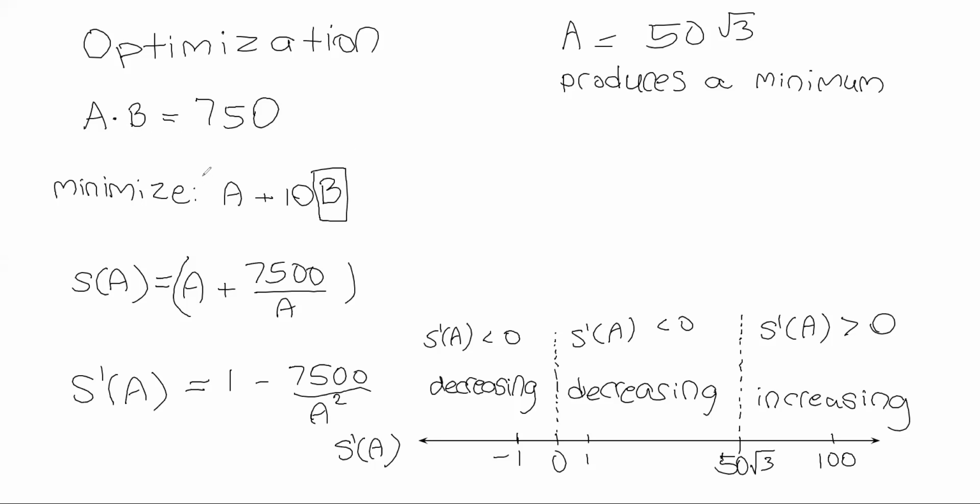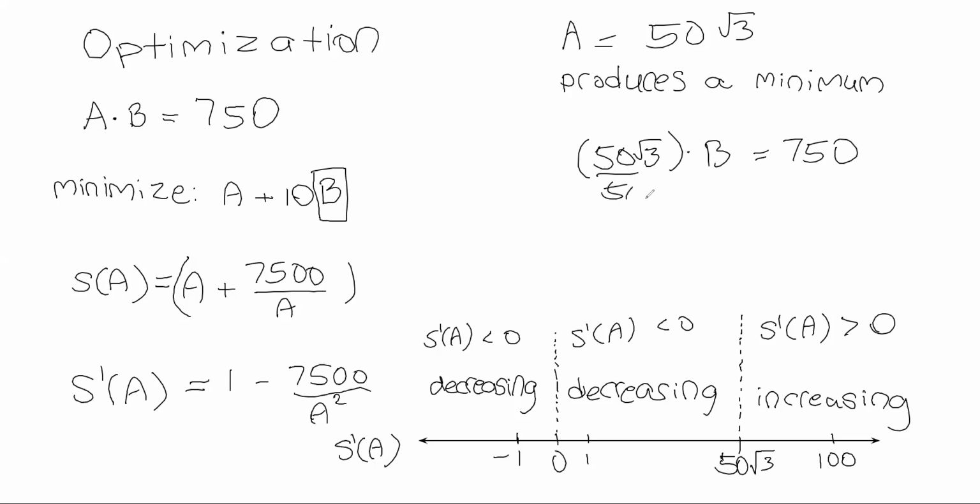So we know that when a is 50 root 3, we produce a minimum. I wrote minimize, I meant for that to say minimum. So now what we want to do is take this quantity and replace a. Or actually, you know what? We might want to start with our constraint, because our constraint is what we need to find b. We have a times b is 750.